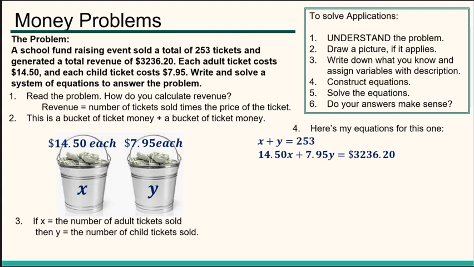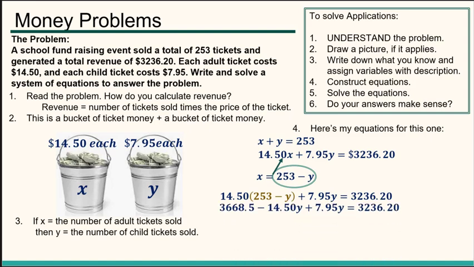How am I going to solve this? I think I'll do like I did before, use the substitution method. I'll take that top equation, subtract y from both sides. Then I will take what x equals and substitute it in there for x. This looks like the other one, doesn't it? That's 1450 times the quantity 253 minus y, plus 795 times y equals 3236.20. I'm going to distribute that 1450. Then I'll combine like terms.